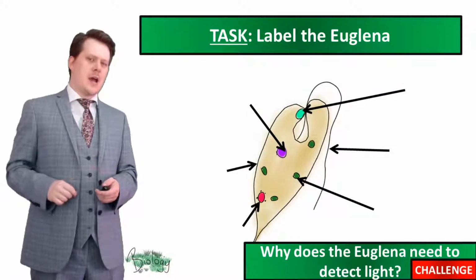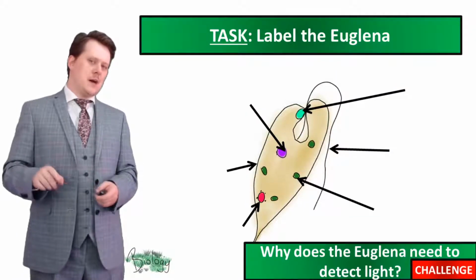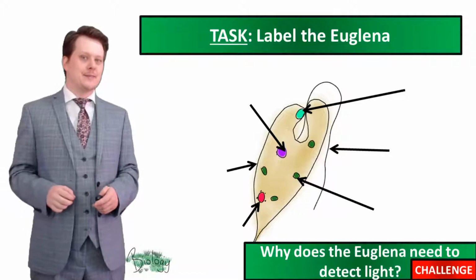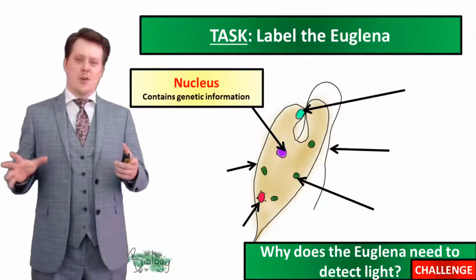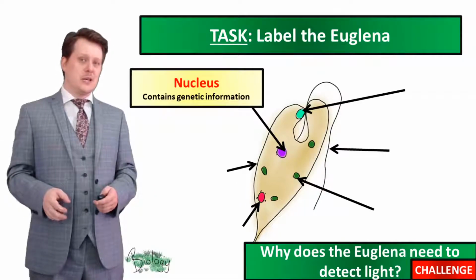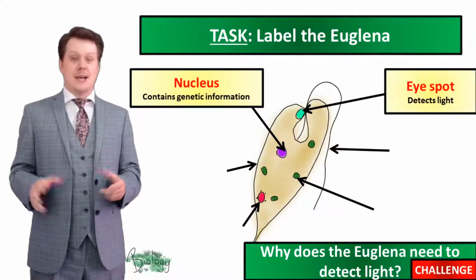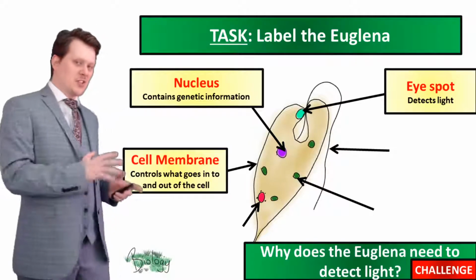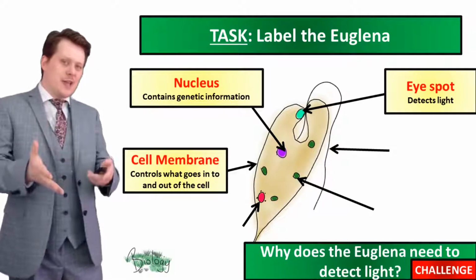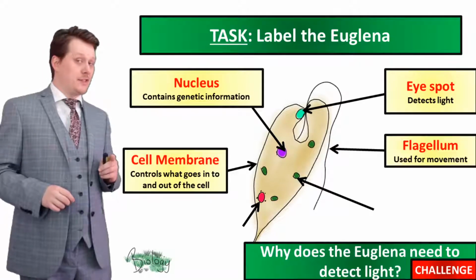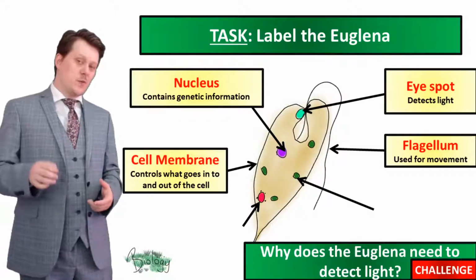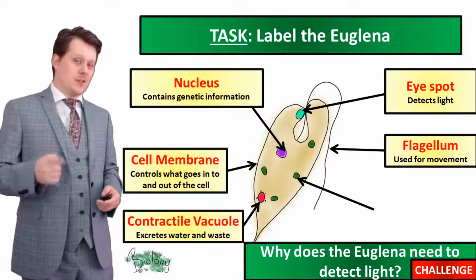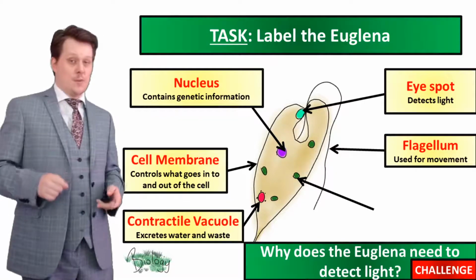Our Euglena also has some new organelles, and as I'm talking about them, I'd also like you to think about why our Euglena needs to detect light. So let's start off in the middle. We've got the nucleus, and that contains our genetic material in the form of DNA. It has an eye spot, and an eye spot detects light. Our Euglena contains a cell membrane, which controls what goes into and out of the cell. And it has a flagellum, a tail-like structure, which is used for movement. It also contains contractile vacuoles, like our amoeba, to excrete water and waste products.